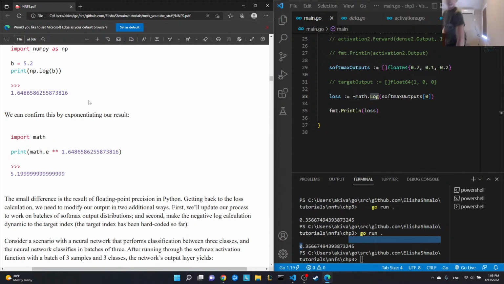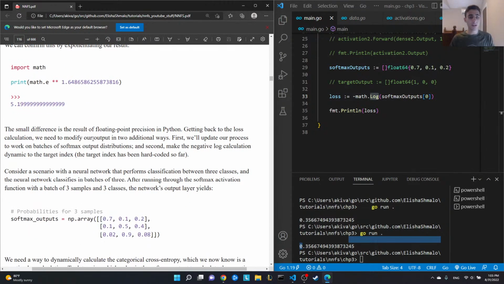Okay, onward. So that is what logarithm is. The small difference in the result is due to floating point precision in Python, so you see how this is not exactly 5.2, that's just a rounding error.